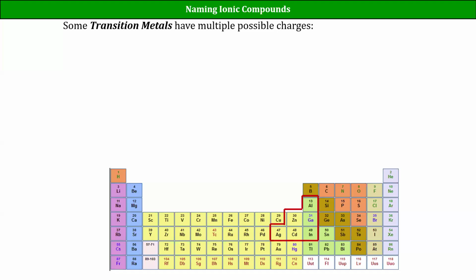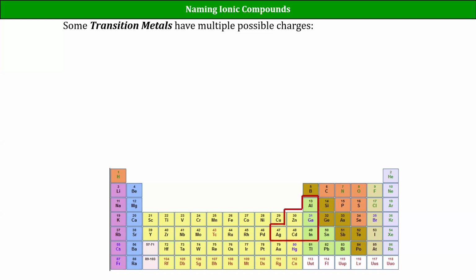So aluminum, gallium, and indium are always going to be +3. This staircase separates the metals from the non-metals. These three are metals that always have a consistent charge when they're an ion. I also want to be clear, when something is in its metallic state, that means it's neutral. So iron 3 is not metallic iron. Iron 3 is oxidized iron.